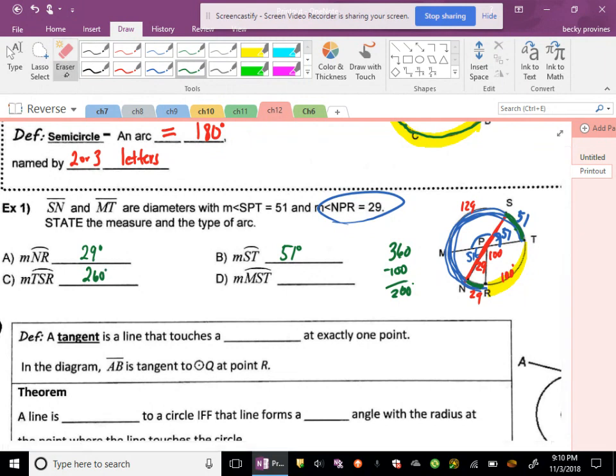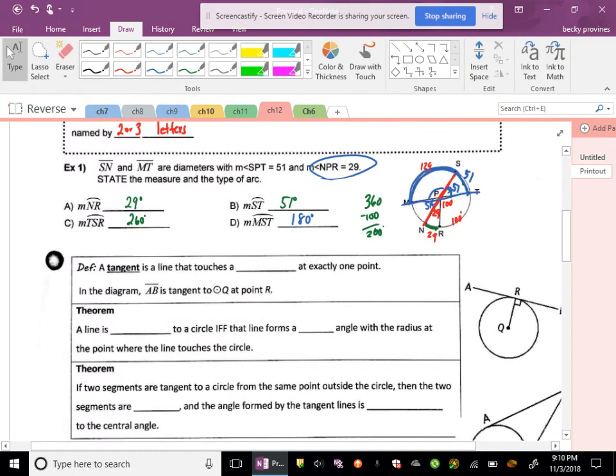Okay, so let's get rid of some of these marks on the picture. And MST. Okay, MST. Well, that, guys, is a semicircle, and we know all semicircles are 180.